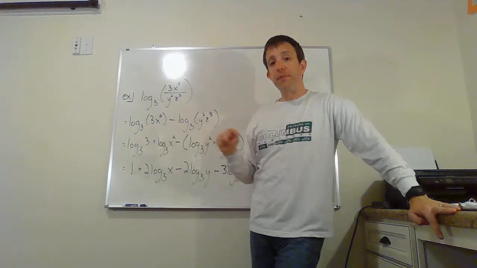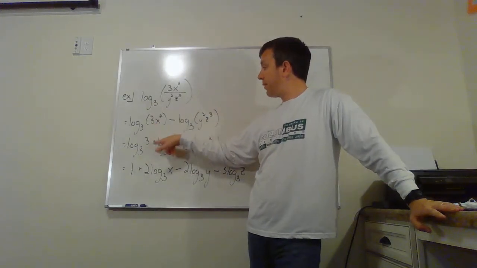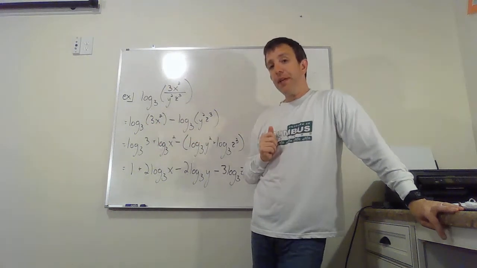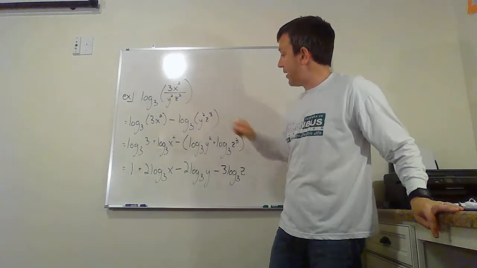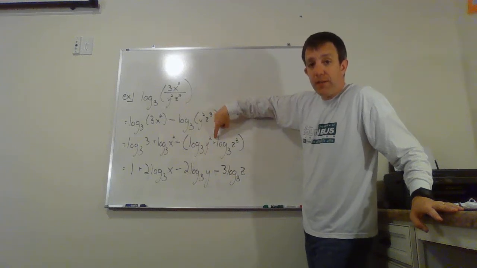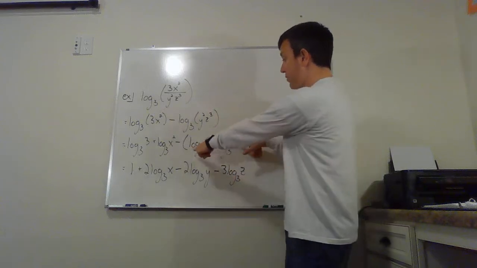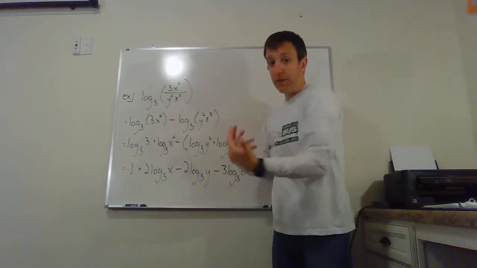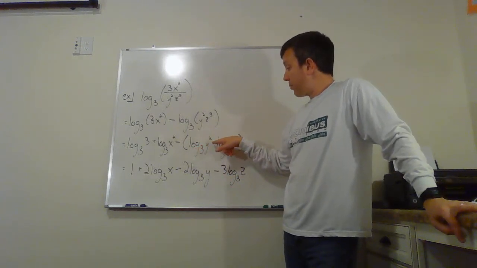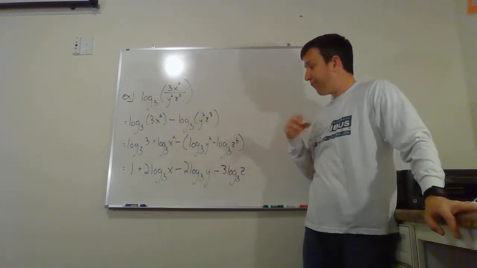For the first logarithm, that's pretty straightforward. I get the log base 3 of 3 plus the log base 3 of x squared. But I have to be careful with the second one because I have a minus sign in front of that. So when I split up this multiplication, it turns into addition, but I'm subtracting both of those pieces because these two pieces together came out of this one log that was being subtracted before. So I do have a log base 3 of y squared plus log base 3 of z cubed, but I have a minus sign in front of that whole thing.